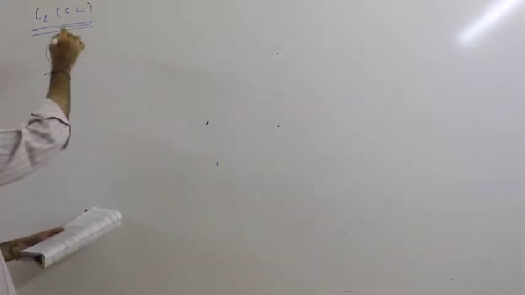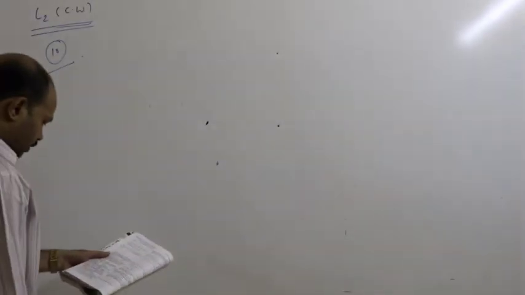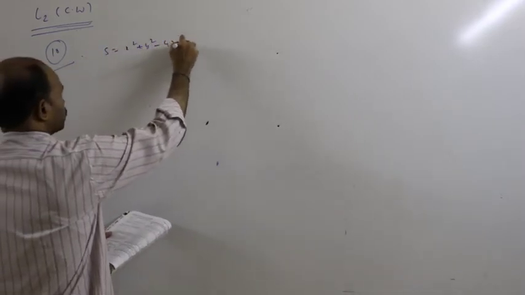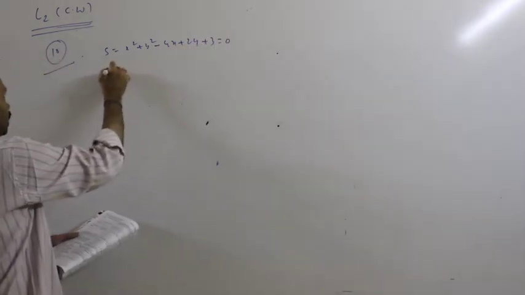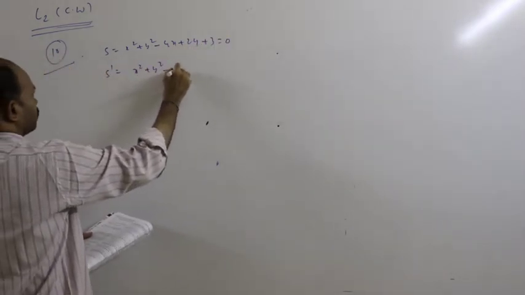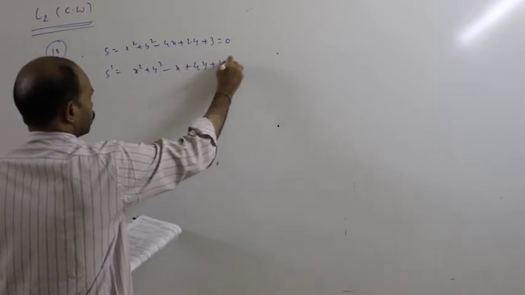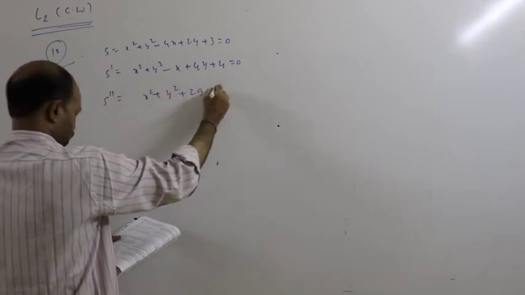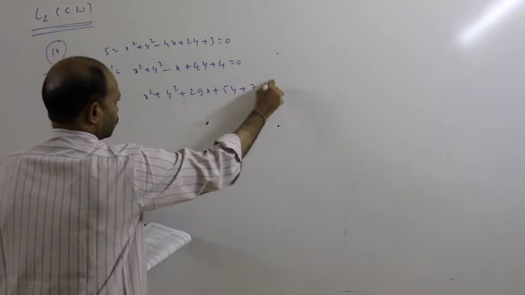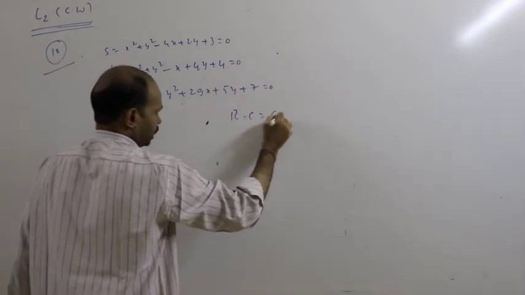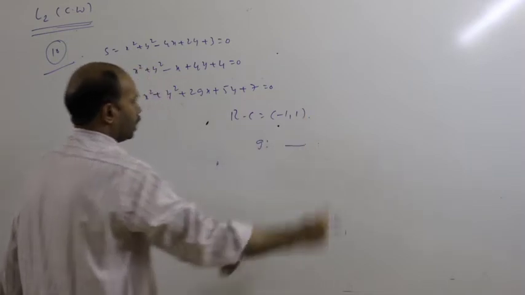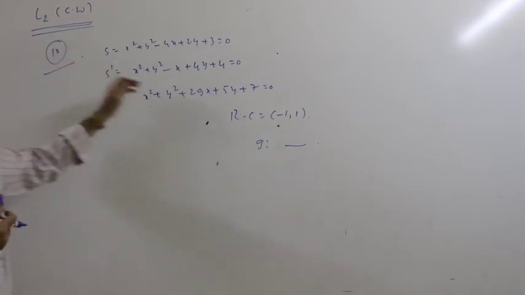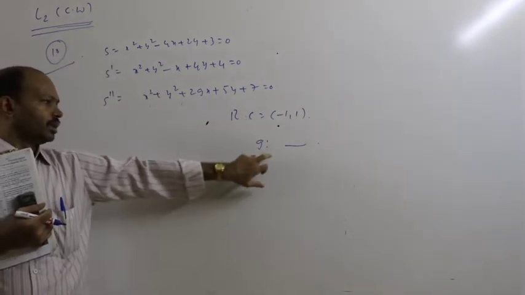10th question. Find the radical center of the given circles. S is x square plus y square minus 4x plus 2y plus 3 is equal to 0. S dash is x square plus y square minus x plus 4y plus 4 is equal to 0. S double dash is x square plus y square plus 2gx plus 5y plus 7 is 0. And the radical center is minus 1, 1. Find the value of g. Read the data yourself. Given 3 circles and the radical center, find the unknown value.